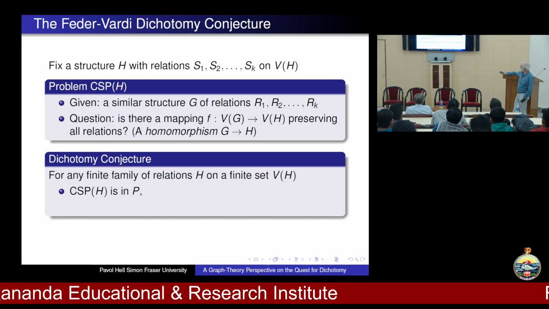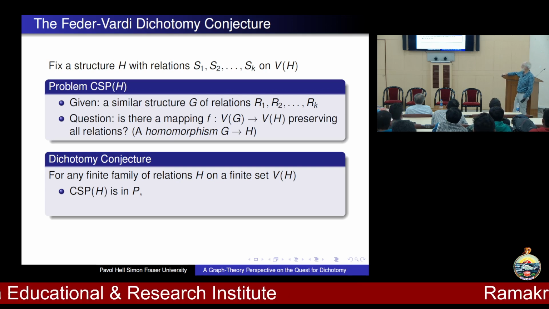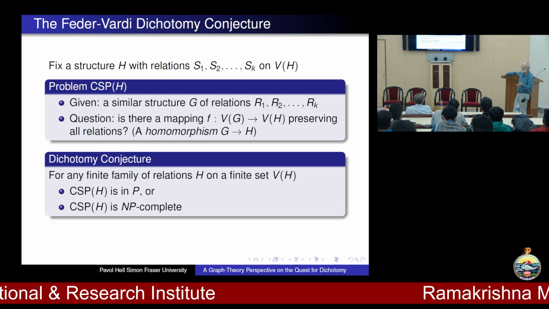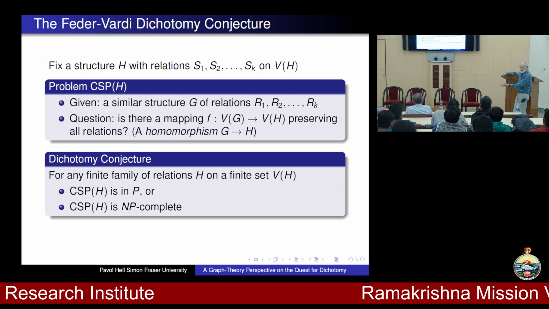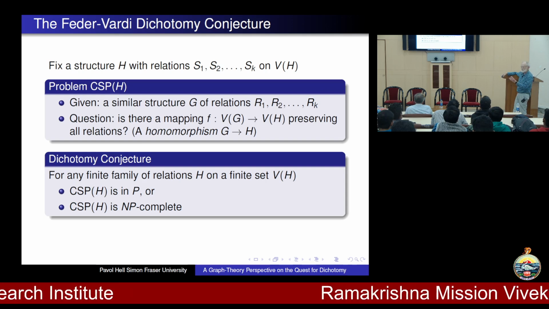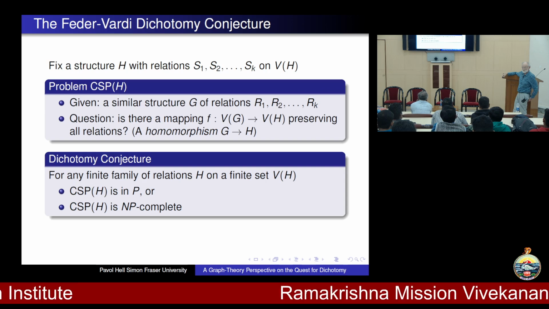Okay, the conjecture is this. Given any finite family of relations, the problem is either in P or is NP-complete. So they say it's not a coincidence that you prove dichotomy for graphs and Schaefer proved dichotomy for Boolean satisfiability problems. All these constraint satisfaction problems are either polynomial or NP-complete.